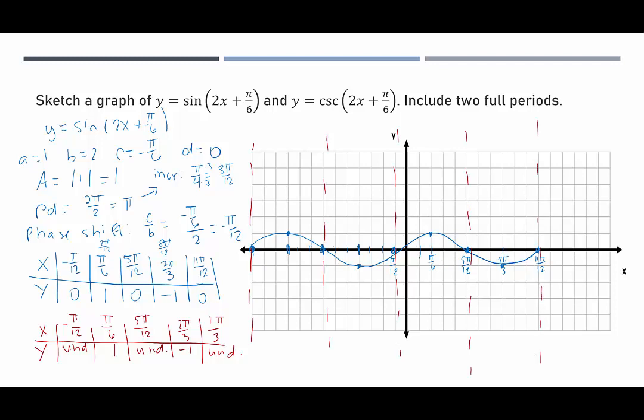Then the points should match the sine points. The minimums should match the maximums of the sine, and the minimums of the sine should match the maximums of the cosecant. So we have a point here. It's going to kind of look like a parabola shape wedged in between those asymptotes. We have a point here. It's going to look like a parabola shape wedged in between asymptotes. And again. And one more time. So we see we've sketched 2 full periods of sine and cosecant of 2x plus π/6. Cosecant is in red, sine is in blue.